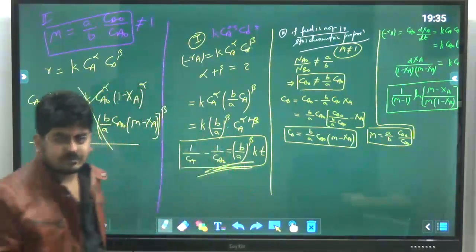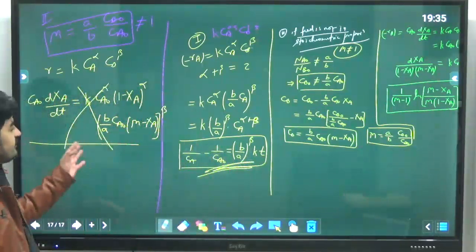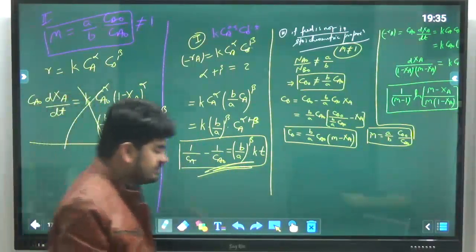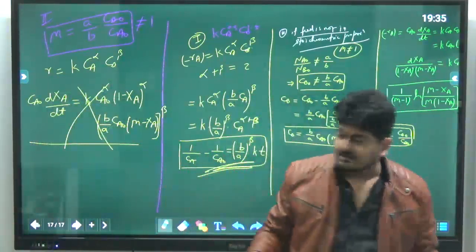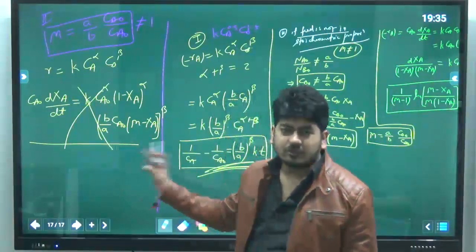Feed is in stoichiometric proportion. This kind of thing they cannot ask in the GATE exam. So forget this part. Leave it. But I told you how to solve this.